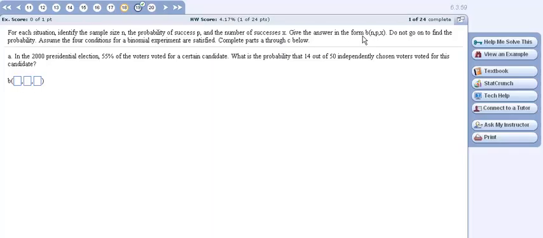So if they want us to put it in the form of n, p, x, as it says over here, we start with our value of n, which is 50. Then our value for p is 0.55. And then finally, our value for x is exactly 14 out of the 50 that we're looking at.